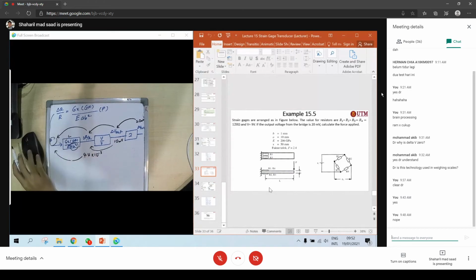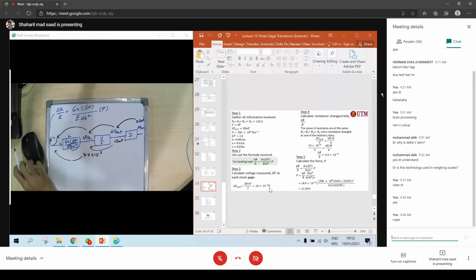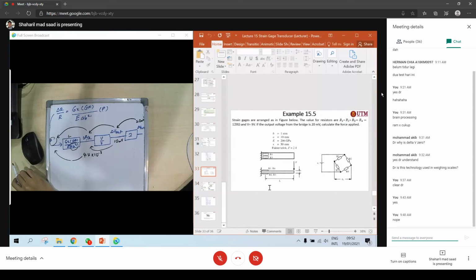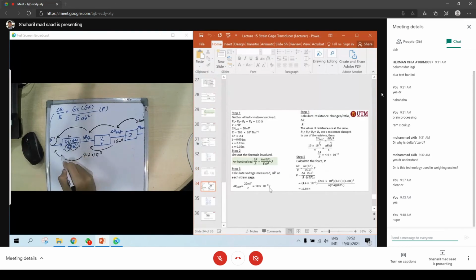Area done. Modulus Young, he gave it to you, right? Or not? Where is the modulus Young? Yeah, 206 there. Modulus Young is 206. Done. Okay, he gave it to you. 206 times 10 to the power of minus 9. Done. GF is already given to you. X is given to you. Then you can get the P.